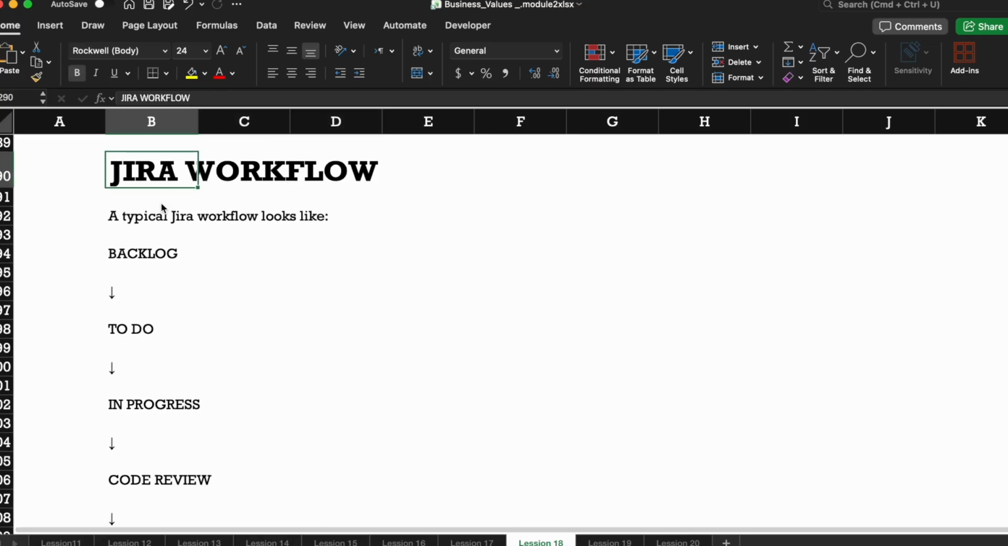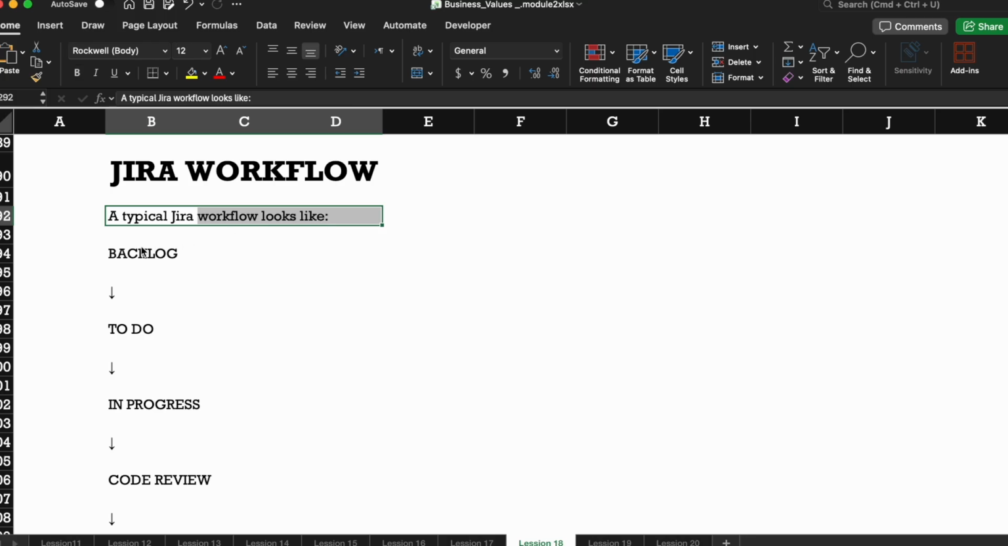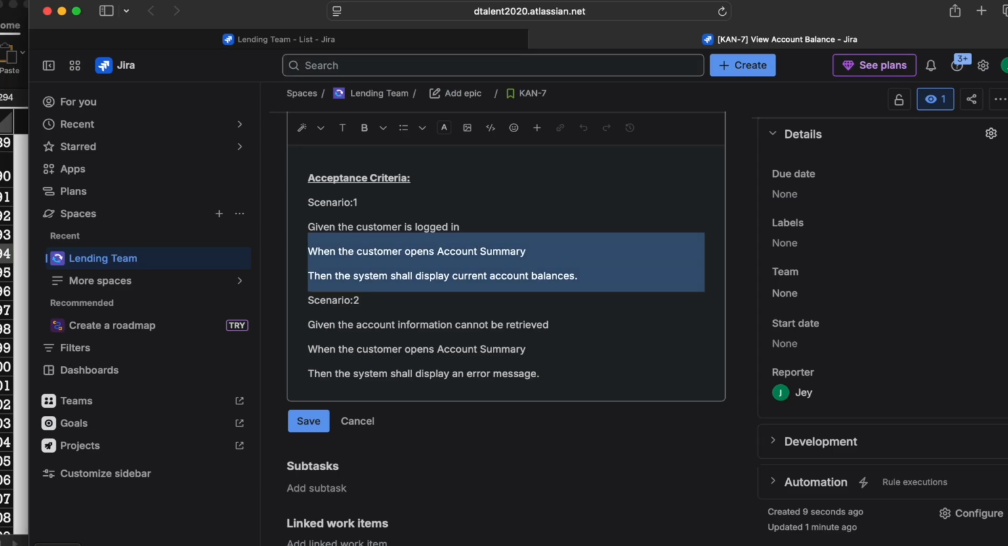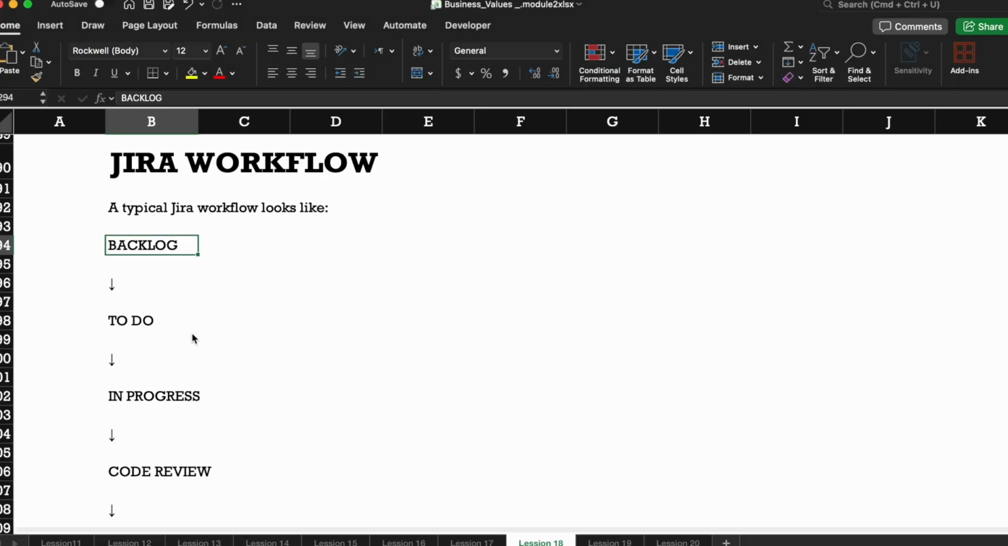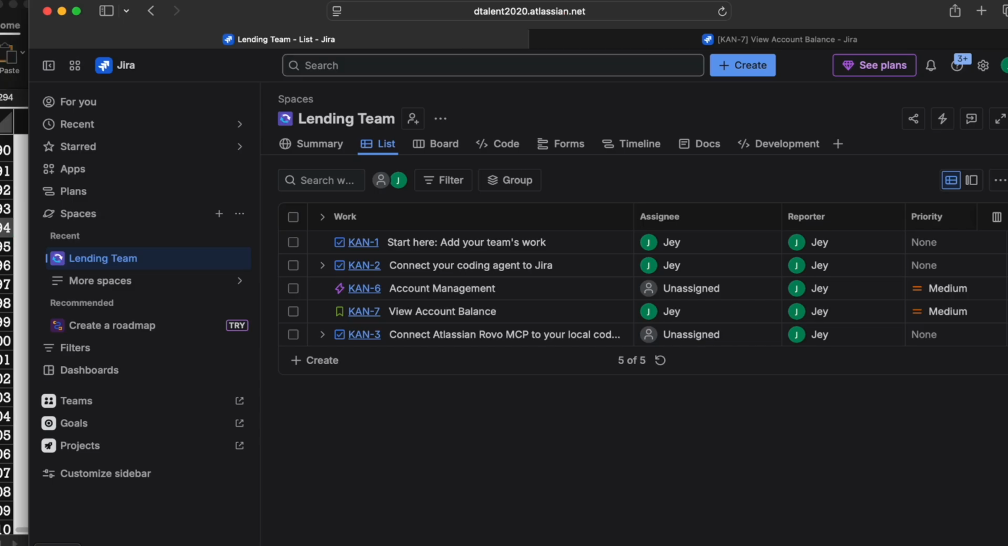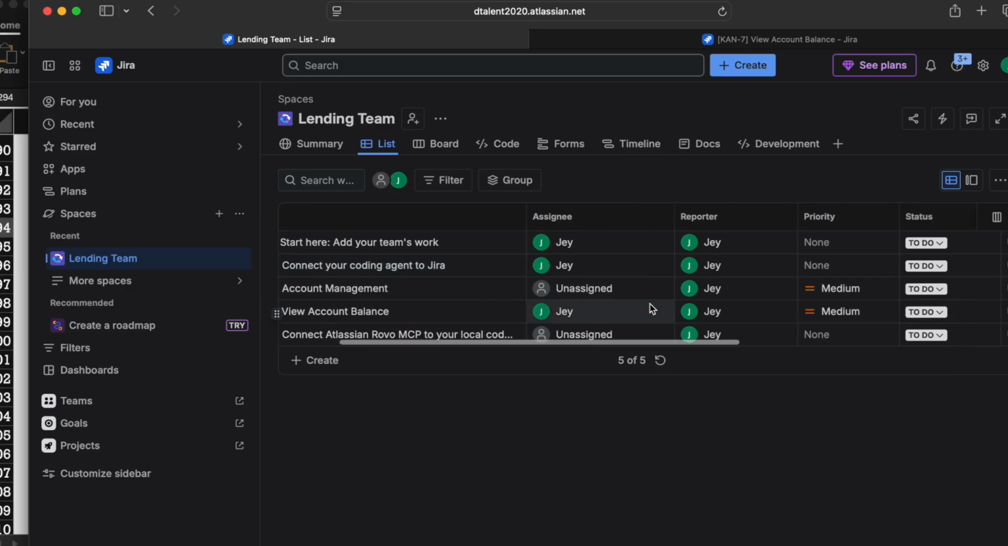So a typical Jira workflow looks like backlog. You are seeing the backlog here. It doesn't say backlog, I don't know, it's been updated, but usually, I guess, this is the backlog. It's saying list. Okay, the list of all the user stories and everything will be here. So next is to do.